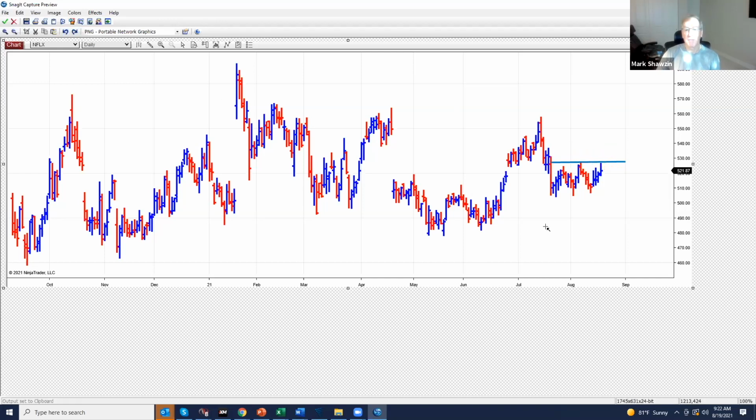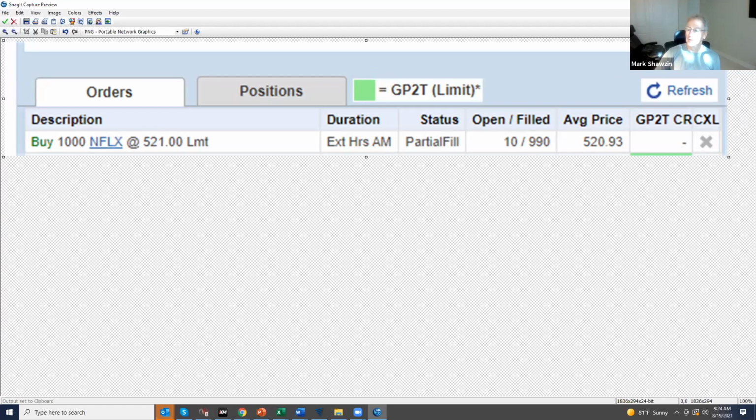This is something that maybe you buy a lower opening. This is going to open right here, and I think you could buy that. In fact, I think I'm just going to do that. If you looked at the news, the sky's falling. So I bought 990 at 520.93 on a limit.